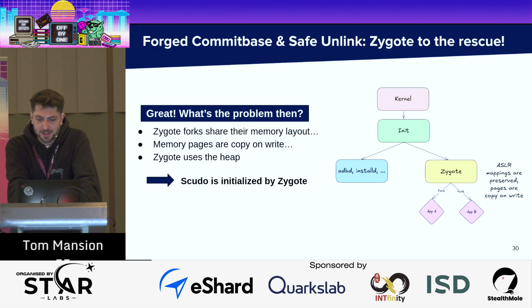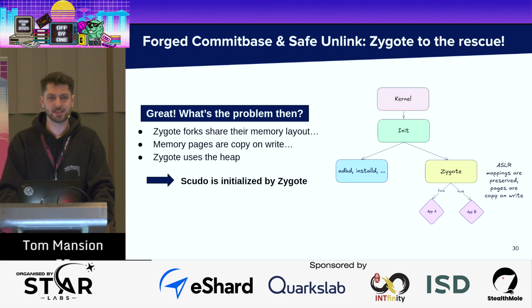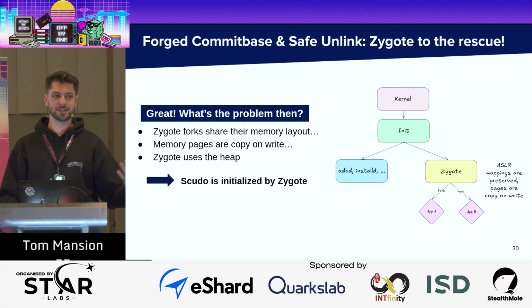We said before that Scudo tries to avoid storing metadata on the heap itself. Instead, it stores all of it in libc. But the problem is that Scudo is initialized by Zygote. So basically, the forks of Zygote will get the same addresses for their memory mappings as Zygote. So regions will be mapped at the same address. The seed that's used for randomness will be the same in all Zygote forks. And the security cookie for computing checksums will be shared.